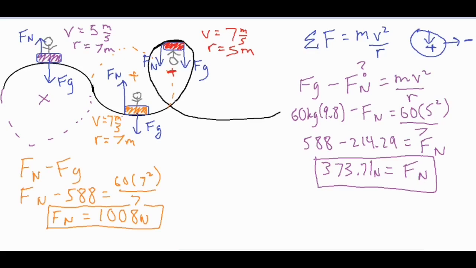Now, for our last scenario, we have a roller coaster where you're upside down in the loop. As you can see, both of these force vectors are pointing inwards towards the center of the circle, so they're both actually positive. So it's Fn plus Fg.